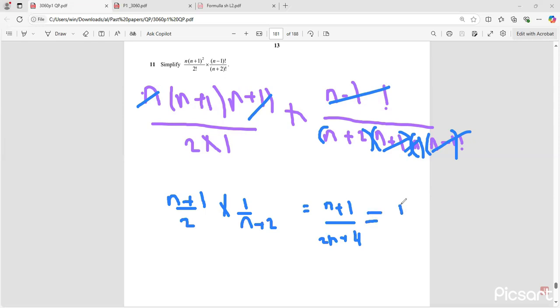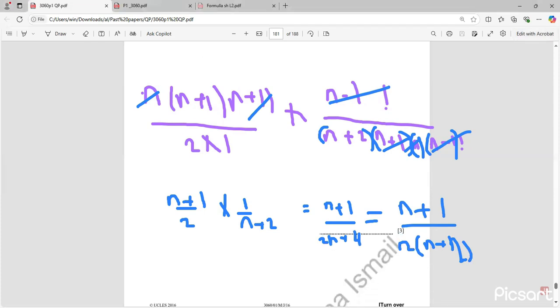May we keep it like this? If you don't ask for a form, both are right, okay? But I prefer to write the full form, so 2 times (n plus 2) squared. And let's see the next here.